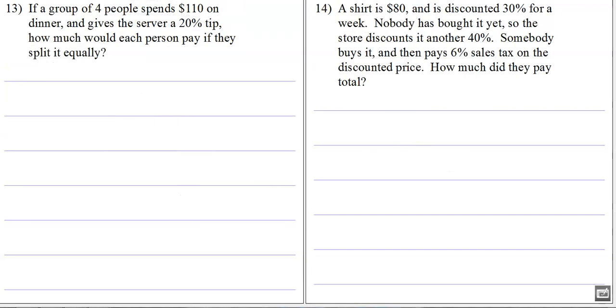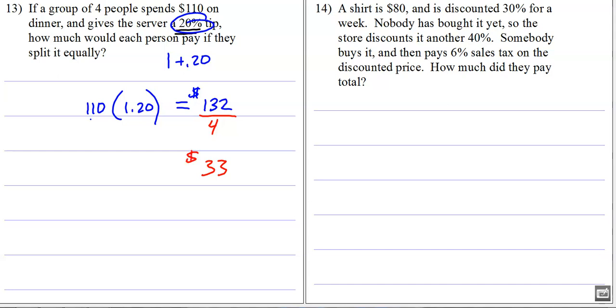All right, number 13. Group of 4 people spends $110 on dinner and gives the server a 20% tip. Now we're talking. How much is each person going to pay? Well, let's do the total bill. We spend $110 on dinner. 20% tip is 1 plus 0.20. So 10% is $11, double that, so $22. So that comes out to be 132 bucks. That's the total. And then we got to divvy that up between 4 people. Goes in there 3 left over. So $33 each.